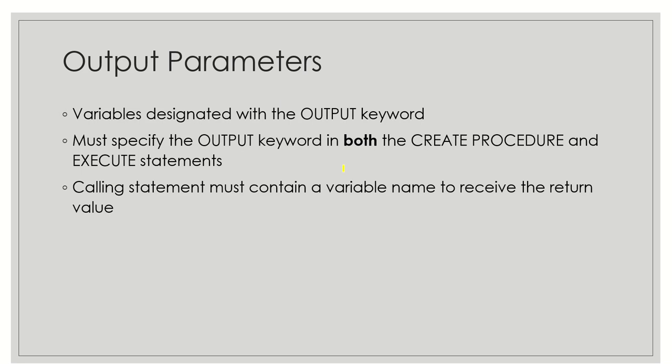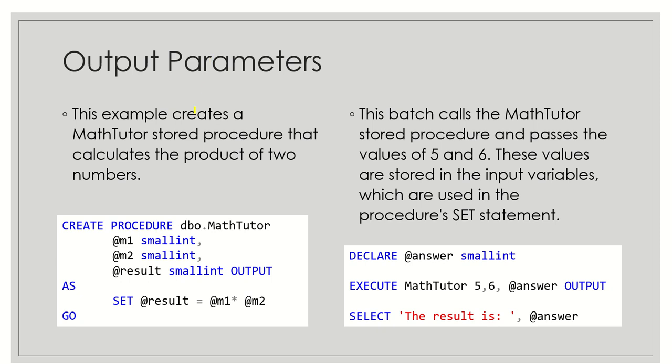Now let's take a look at output parameters. Output parameters go the opposite direction. So you don't have to provide a value for them when you're calling the procedure, but the procedure itself creates the value for that parameter and is expected to pass it back. When you create an output parameter, you have to mark it as output in both places, in the create statement and also in the execute statement. And the execute statement, which is the call, has to contain a variable to receive that returned value. So let's take a look at this little example.